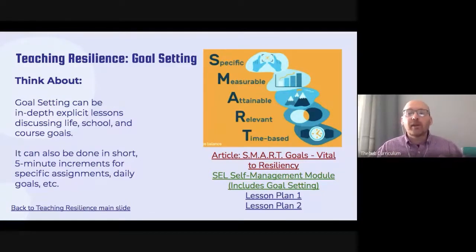But once students have that basic concept, maybe we could work it in routinely, like right before assignments, setting a goal, especially for those bigger projects, or a weekly goal that students could set at the beginning of the week. So as you think about this, how could we do it explicitly, but how could we also work goal setting in routinely into short periods of time?